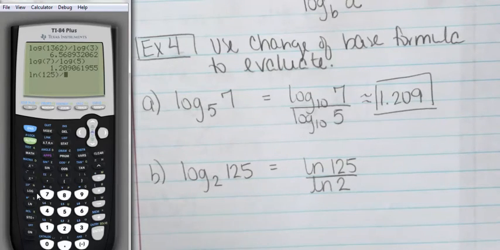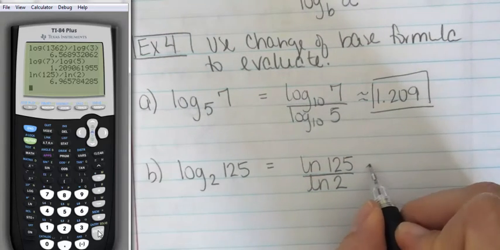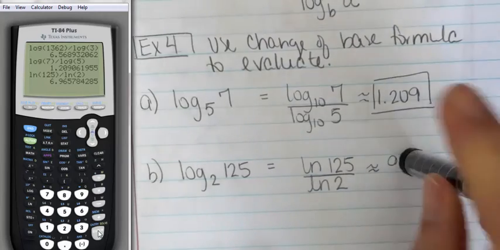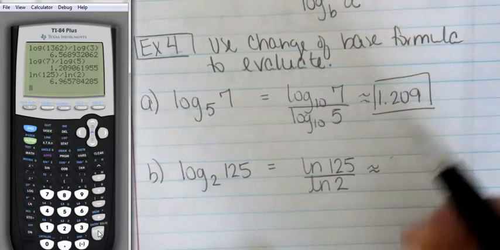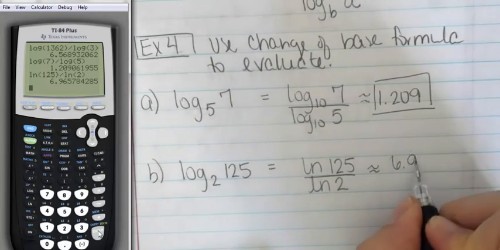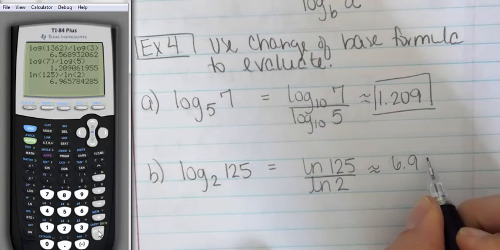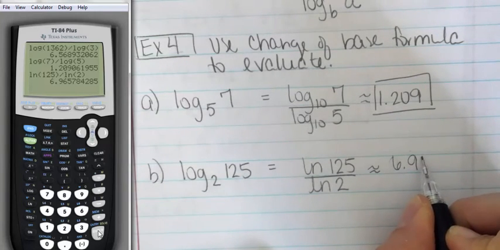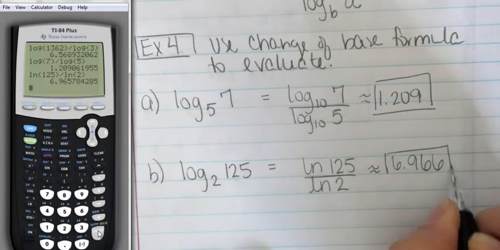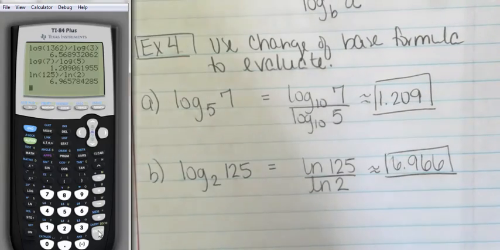Okay, so going to my ln of 125 divided by ln of 2. And I'm getting approximately 6.966. Oops, not 9. And you would have gotten the exact same thing had you done it with log base 10. Okay, we'll do one more.